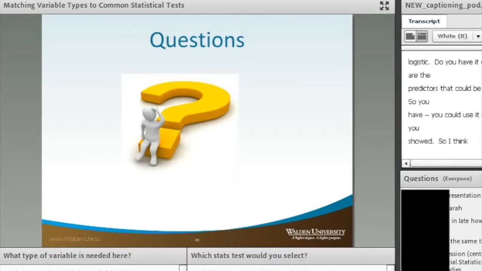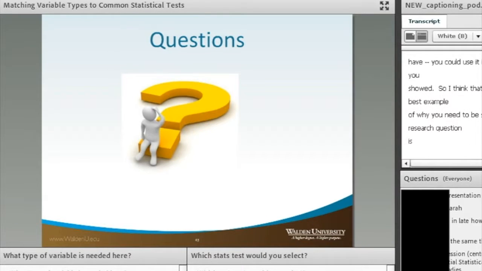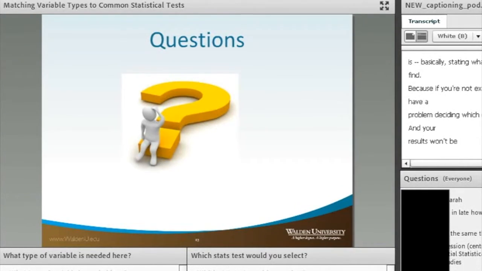So I think that's probably the best example of why you need to be sure that your research question is basically stating what you want to find. If you're not exact, then you'll have a problem deciding which of the tests to use, and your results won't be answering the question. Absolutely.